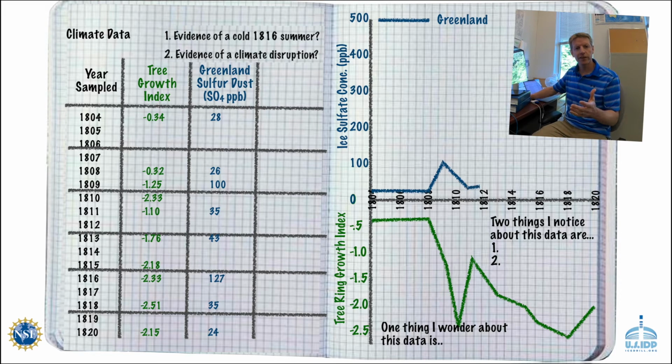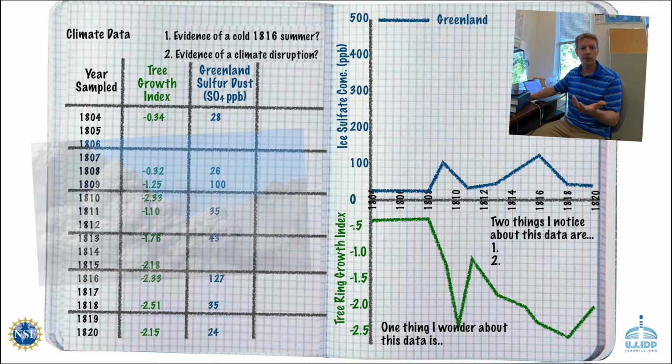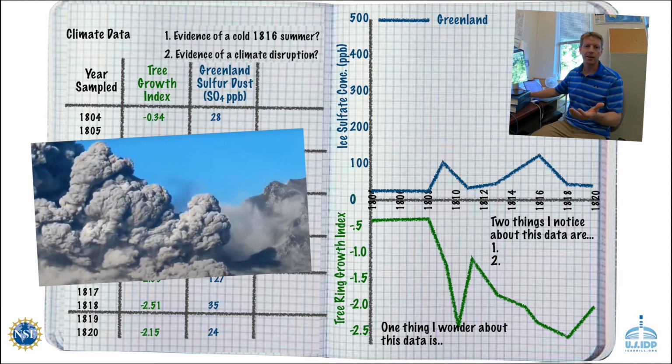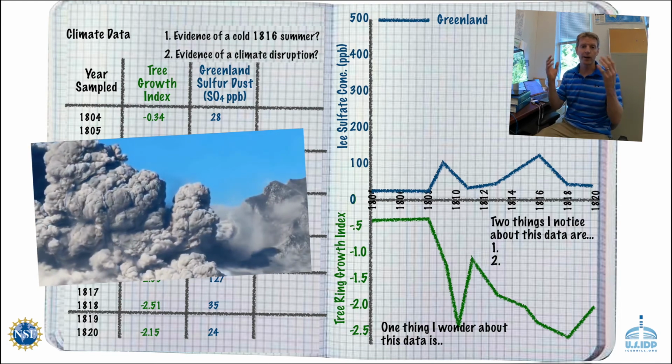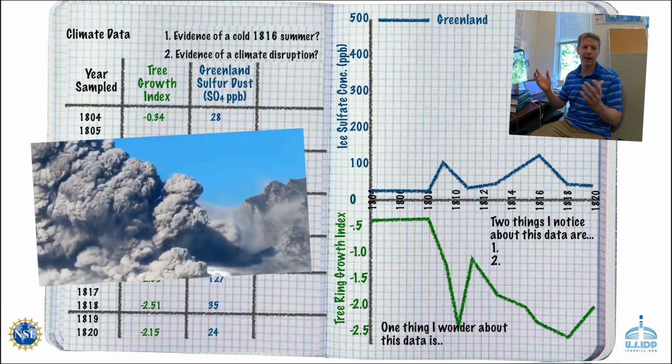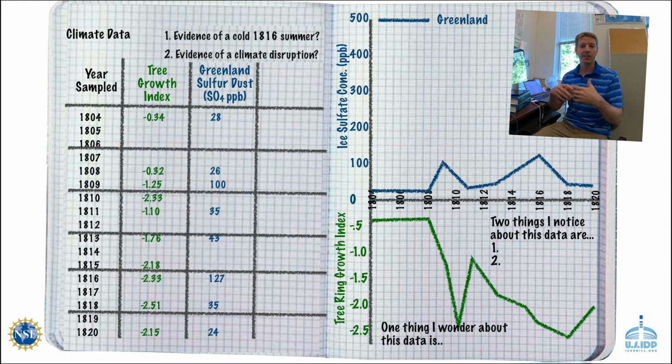So if we look at the sulfate data, it looks like there actually is a relationship between these cool summers in 1816 going all the way back to 1809 and two spikes in the sulfate data from Greenland. And so sulfur, or sulfate in this case, comes usually from volcanic eruptions. And so when a volcano erupts, it spews lots of sulfur gas into the atmosphere. And some of that sulfur gas turns into sulfate.